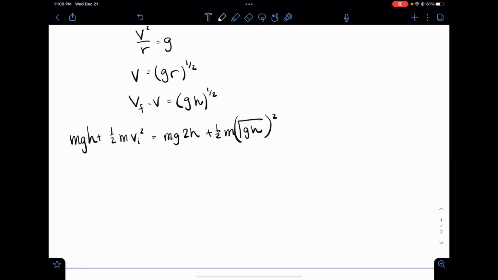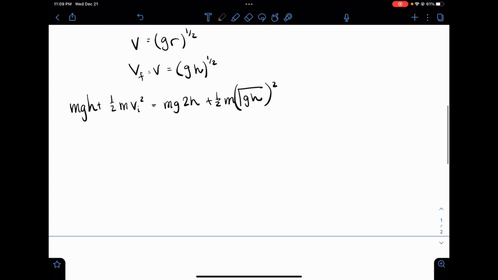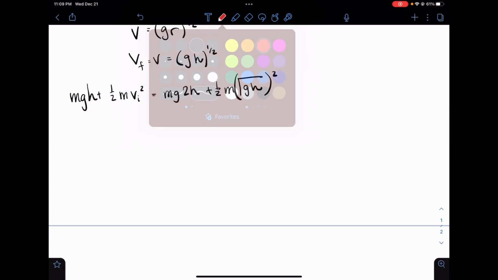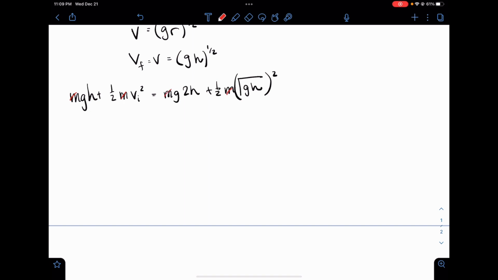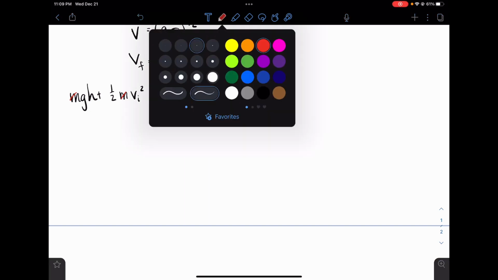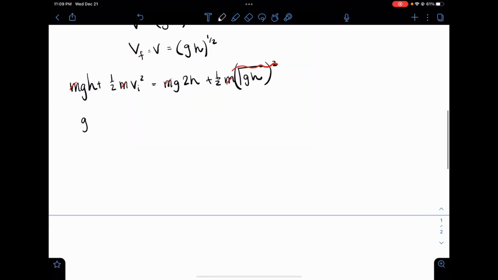squared. And I'm just going to go ahead and simplify this equation. Our m's are all going to get canceled. Canceled, canceled, canceled, canceled. This whole situation is going to go away, and we're left with GH plus 1/2 VI squared equals 2GH plus 1/2 GH.